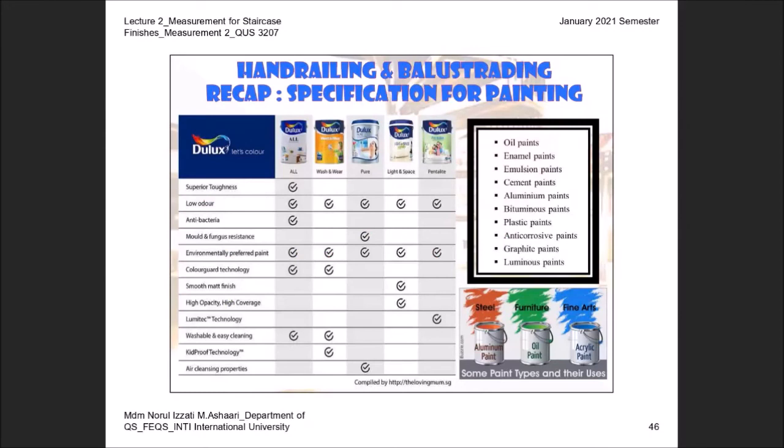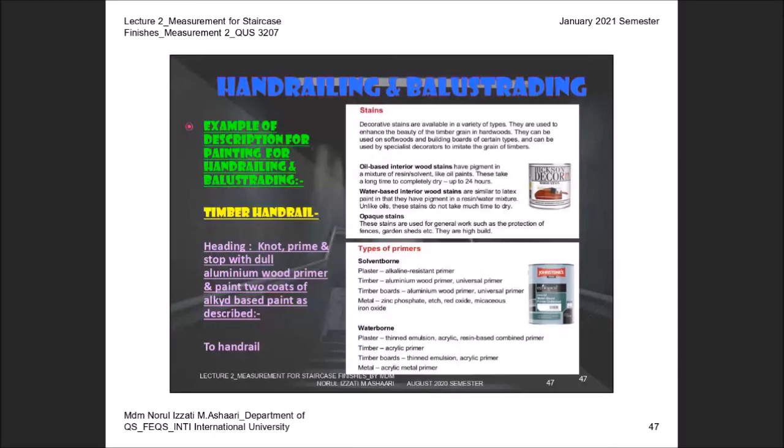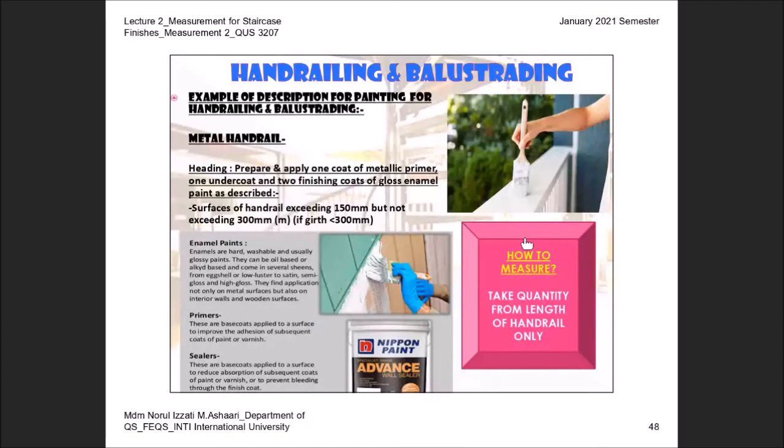Okay, this is also to recap the type of painting for the handrailing and balustrading. You can check some of the brands available, oil base, enamel base, emulsion paint, and so on, and look at which one is suitable with the material used. Then you can see the example. I give you one example here for the painting to handrail that is using aluminium wood primer and alkyd based resin. Please go back to your example of the painting that you have. Then you can put that as part of your specification.